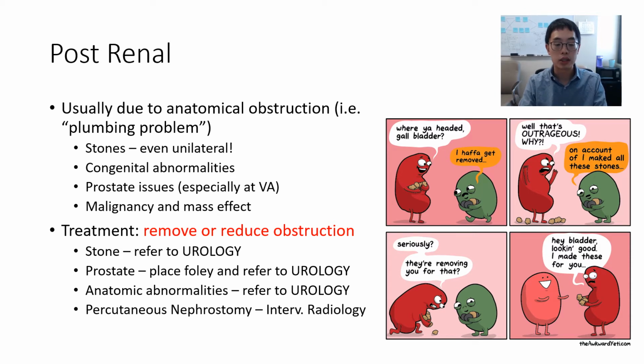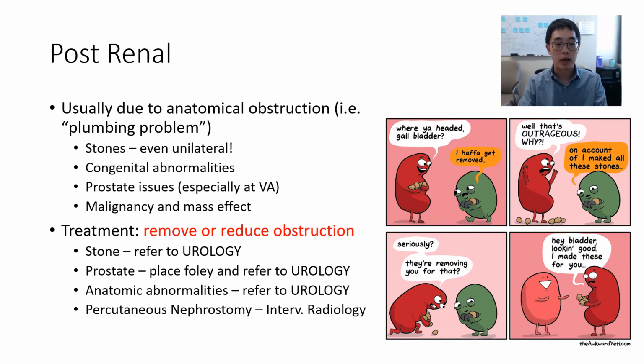Any prostate issues, you want to try to put a Foley catheter in them. If you can't cross the prostate, you may need to do a suprapubic catheter. And then of course, we send these patients to urology as well. Any anatomic abnormalities, especially congenital abnormalities, those are referred to urology.